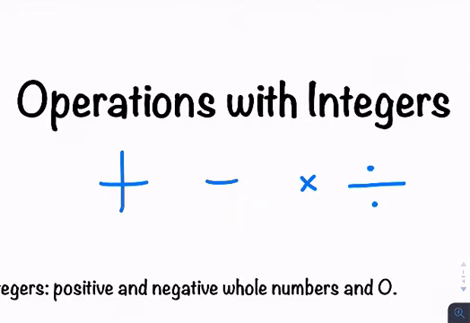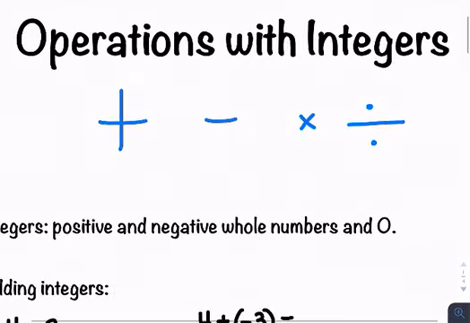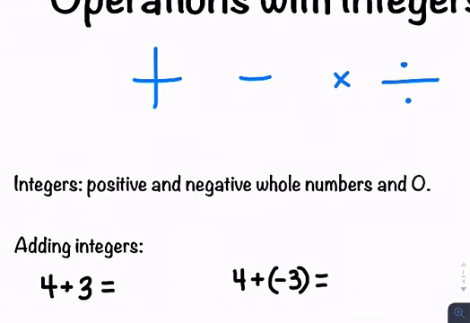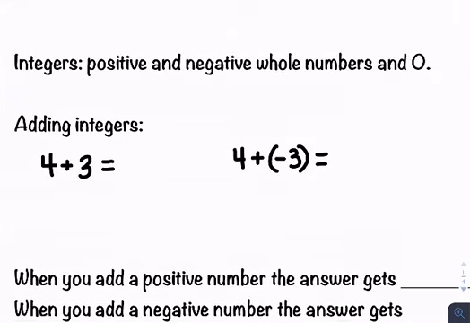All right, so this is operations with integers: adding, subtracting, multiplying, and dividing. Integers are our positive and negative whole numbers and zero. So any positive number, any negative number, that is a whole number, like negative 100, negative 5, 0, positive 1, positive 6, positive 350. Those are all integers. So we're going to start with adding.